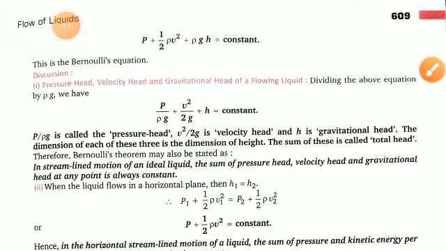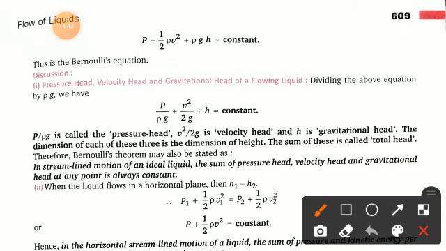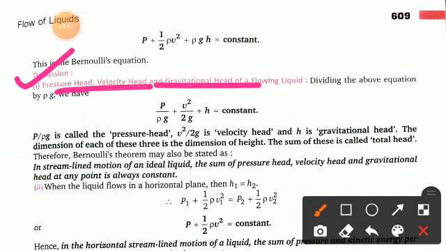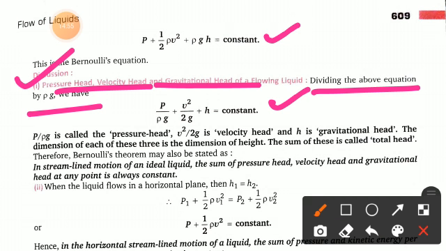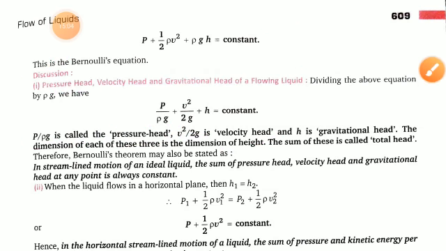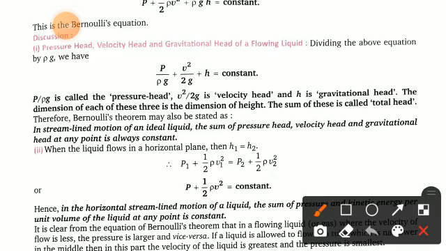Now here you can see that there are a few discussions of the Bernoulli's theorem: pressure head, velocity head and the gravitational head of the flowing liquid. If we divide the above equation by rho g, we get P by rho g plus v square by 2g plus h equals constant, where P upon rho g is called the pressure head, v square upon 2g is the velocity head, and h is the gravitational head. So this is also important: what is pressure head, gravitational head, and velocity head.